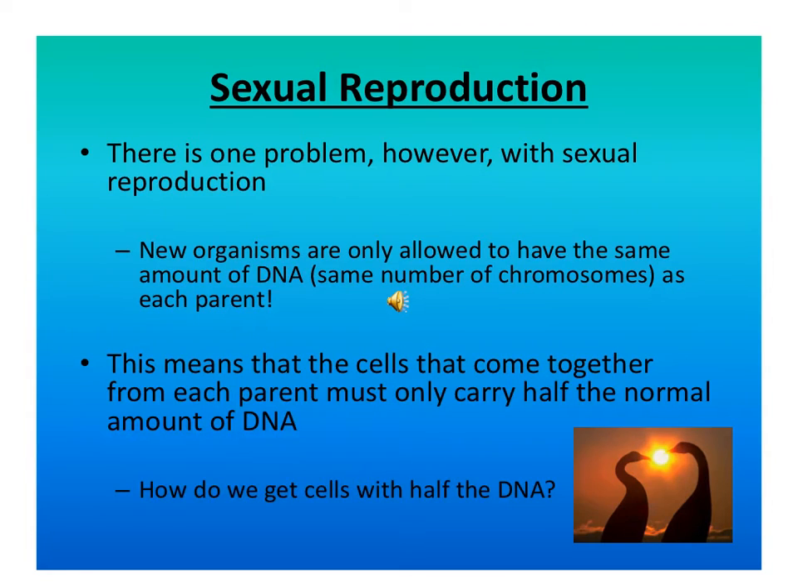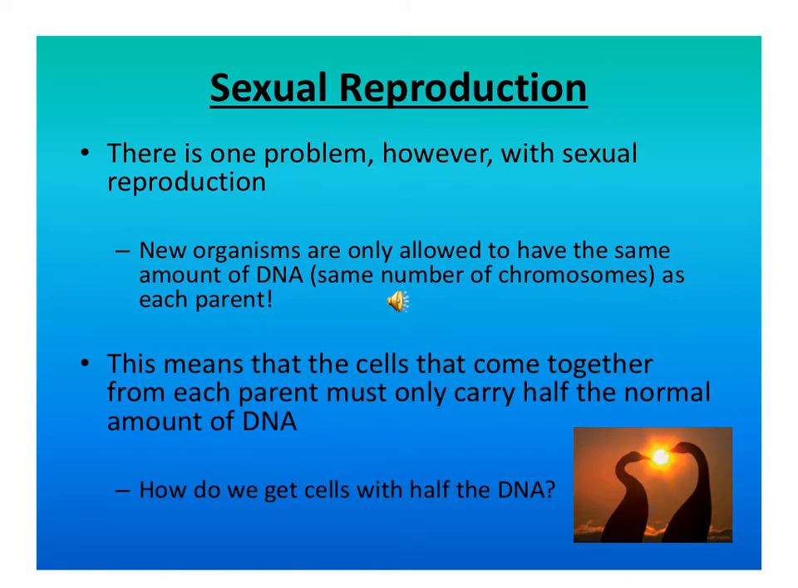There's one problem though, and the one problem with sexual reproduction is that a new organism is only allowed to have the same amount of DNA as the parents. So if you took a whole cell from mom, which if you can remember would have 46 chromosomes, and you took a whole cell from dad, which would have 46 chromosomes, you would be creating a new organism that has 92 chromosomes. And that doesn't work that way.